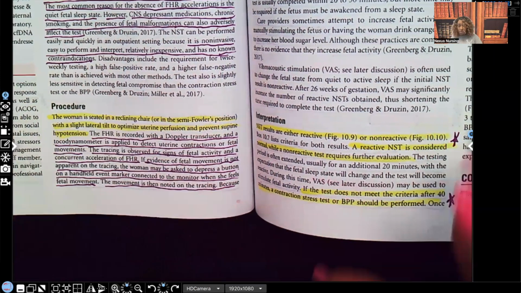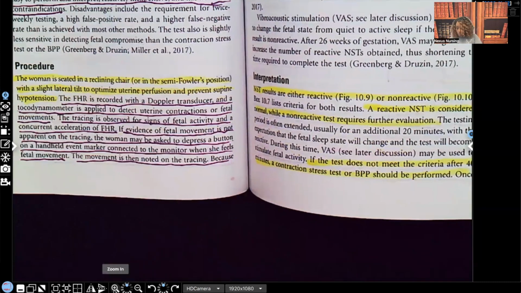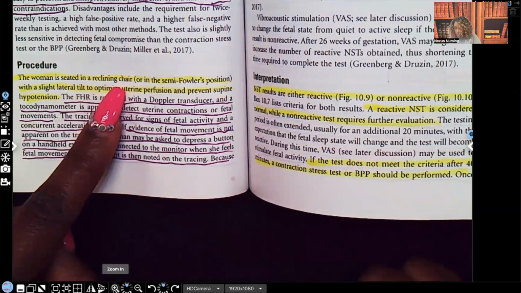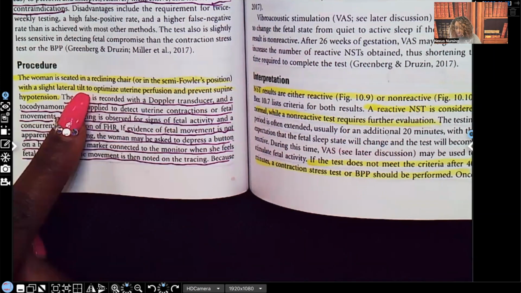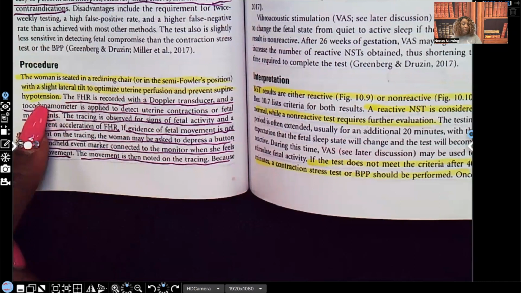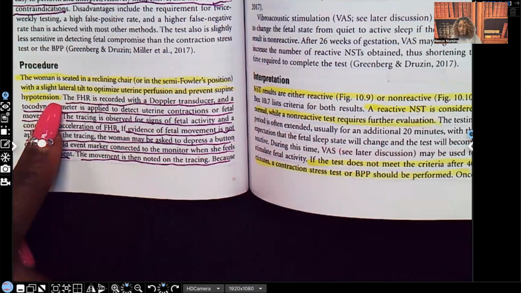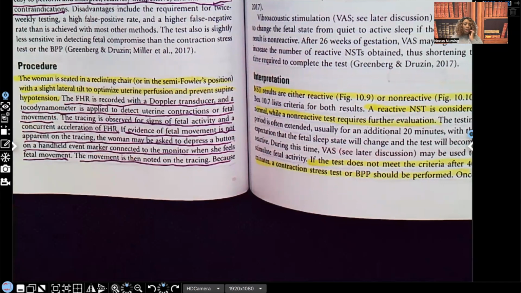All right, let's talk about the procedure. So the woman is seated in a reclining chair or in a semi-Fowler's position with a slight lateral tilt to optimize uterine perfusion and prevent supine hypotension. Let me stop right there because I got to make sure you guys understand this. So that lateral tilt that they're talking about, guys, of course, when you want to increase perfusion to mom, you place her on what? The left side.